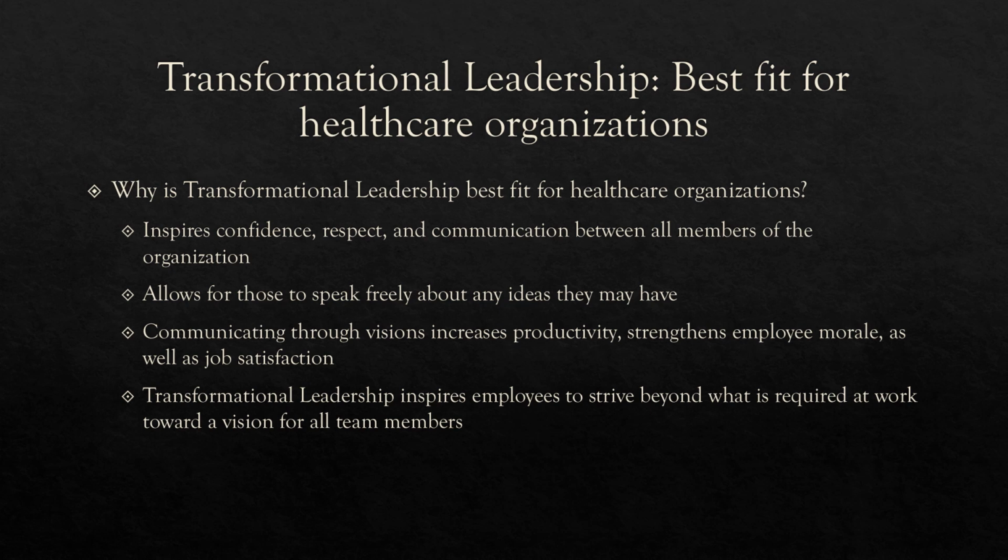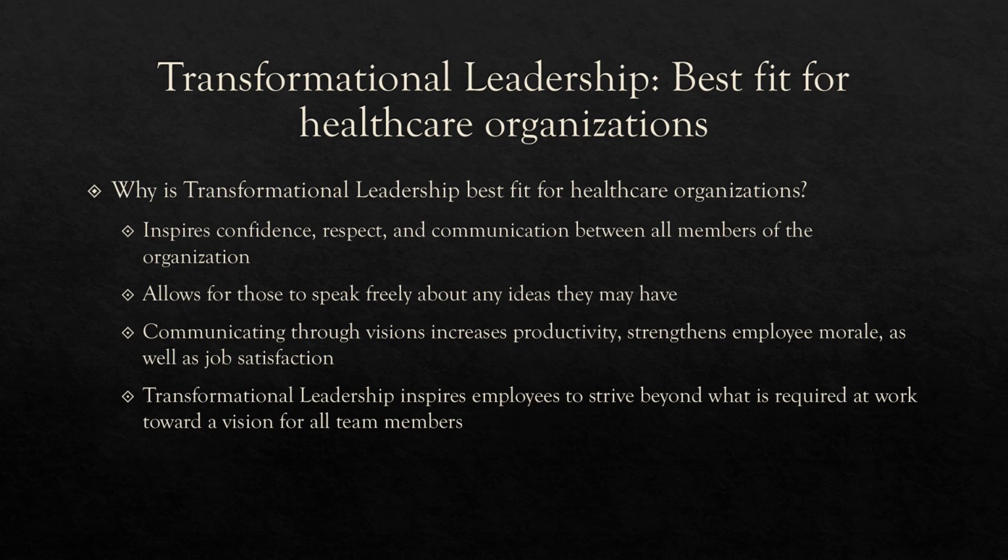This next slide is transformational leadership as the best fit for healthcare organizations. So why is transformational leadership the best fit for healthcare organizations? Well, this leadership model inspires confidence, respect, and communication between all members of the organization. Transformational leadership focuses on their employees and what is best for their employees, as they are the ones that typically handle things firsthand.